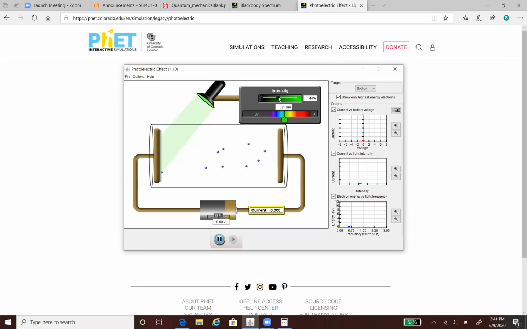Now, watch what happens. I'm gonna make it as bright as possible. When I start moving down to the blues, you'll notice now I'm getting electrons that are coming out faster. Now, some are still coming out slow. Do they all come at the same speed? They don't actually all come at the same speed. It looks like they are. If I keep going down, you'll notice the electrons are coming out even faster.